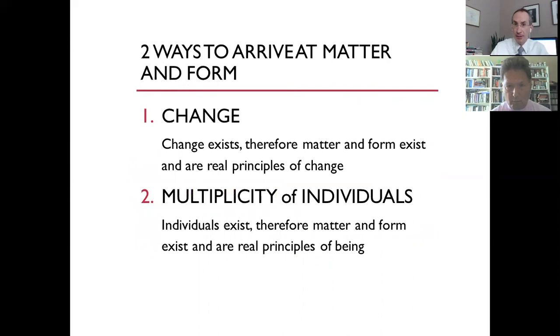Same thing here. The multiplicity of individuals is something that we acknowledge as being part of our public experience, an experience that we all share, a feature of the world around us. Individuals exist. Therefore, matter and form exist and are real principles of being. Okay? Granted, here I haven't made explicit the connection that the matter and form that we talk about here is the same matter and form as we talk about here, but I just wanted to introduce these two notions at this point. Any questions here?